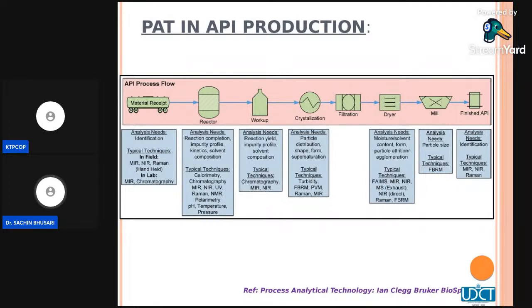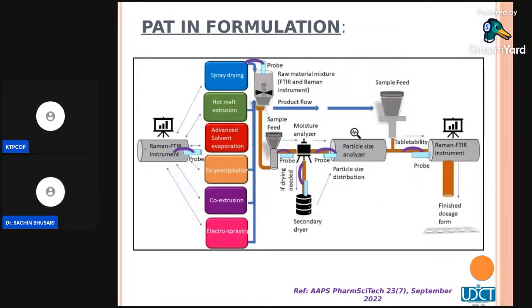Workup. When the reaction is completed, you have to work up the reaction. Synthetic people might understand the reaction workup very well. So there what you need is NIR, FTIR. These techniques are used. Crystallization, specifically turbidity, FBRM, PVM, Raman, MIR. These tools are used for drying, milling. So right from synthesis to finished product, right from the reactant to finished product, there are a number of requirements at every stage, every process. So PAT will help you there.